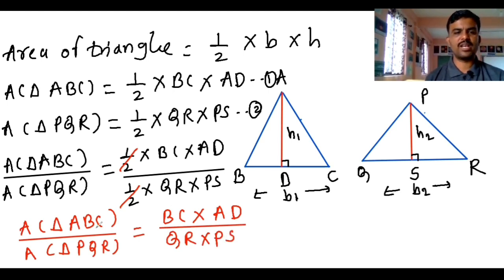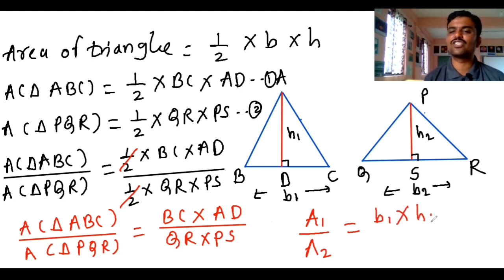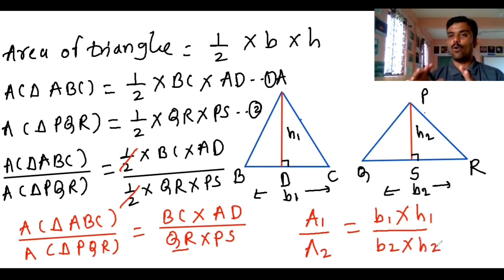So now we are taking a notation for it. Area of triangle ABC is the first triangle, so I am taking area of first triangle divided by area of second triangle as A1 upon A2. BC denotes B1, and AD is the height, which denotes H1, divided by QR, which is B2, and PS, which is H2. So now we are going to define the property. Look here: this is the area of the first triangle divided by the area of the second triangle, and it is called the ratio. So let's start, student.